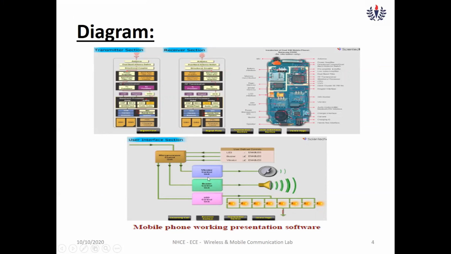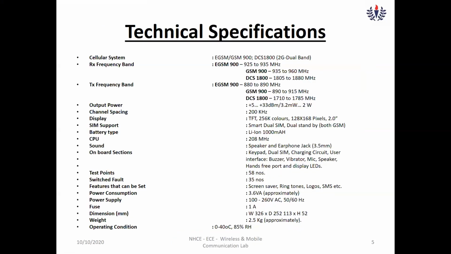And here what is explained is your user interface unit. We know the user interface means input and output to the mobile phone. So we have a buzzer unit, a speaker unit, a mic, a speaker, as well as LED displays and keypad displays. All these things help us in providing input to the mobile phone and by observing output of the mobile phone. Here comes the technical specification.